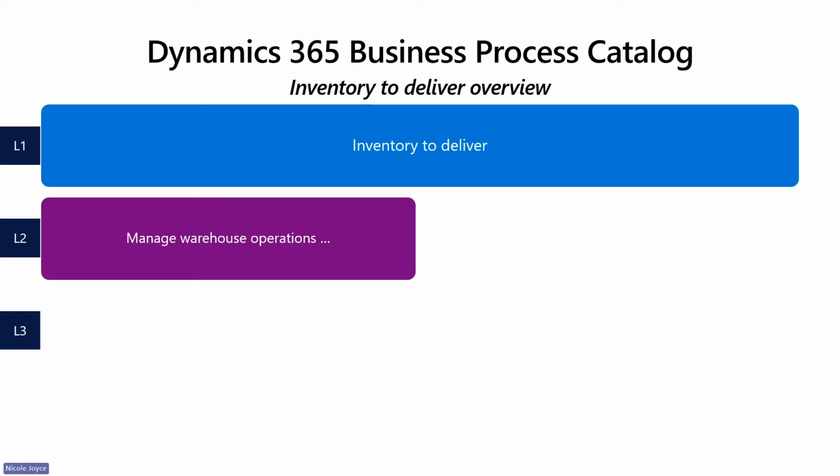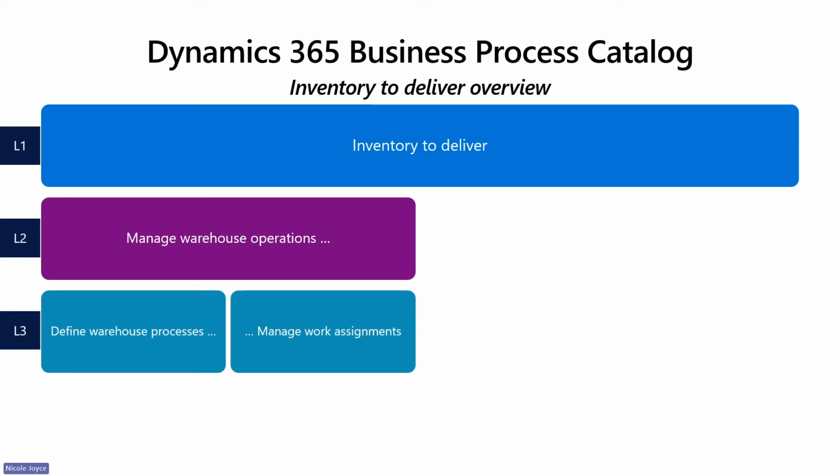At the level 3 of the catalog, these are our specific business processes within an area. So following our example of manage warehouse operations, we have specific processes in that area, such as define warehouse processes, as well as manage work assignments. The ellipses in the hierarchy are just to indicate that this is certainly not all-inclusive. This would be a very busy diagram.